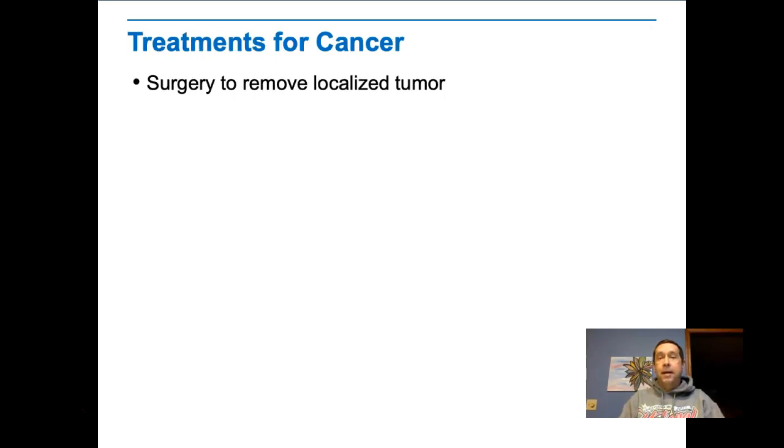So how do we treat cancer? Well, the easiest way usually is to cut out the tumor, and if we get all of the cancer cells, the cancer is gone. But oftentimes there's concern that maybe we don't have all the cells. Sometimes we will use radiation to destroy cancer cells, especially in places we can't do surgery, like in the brain.